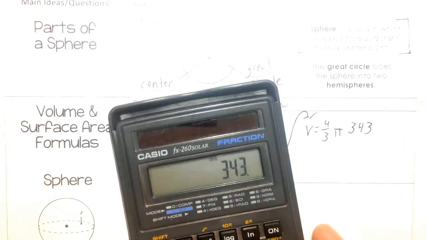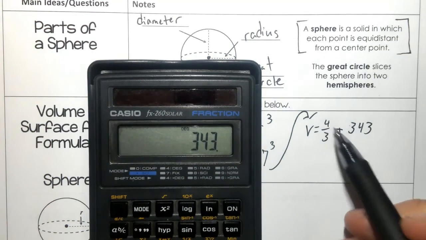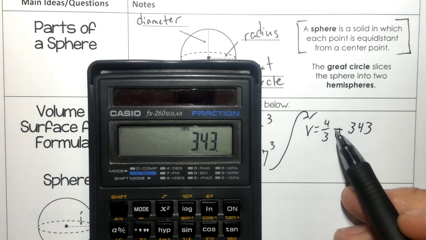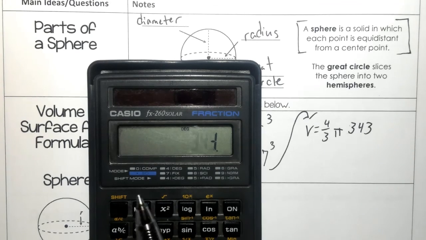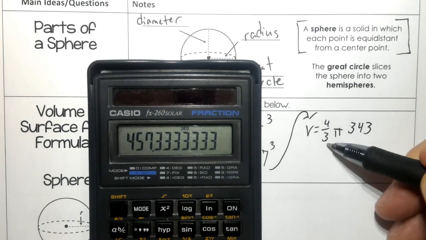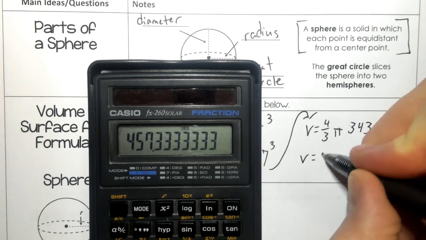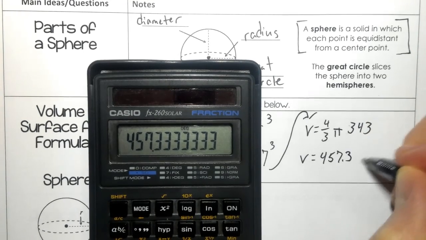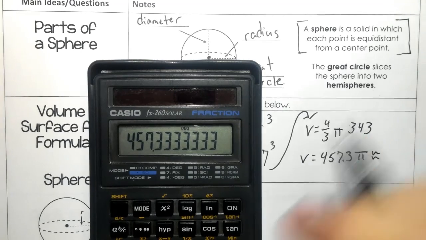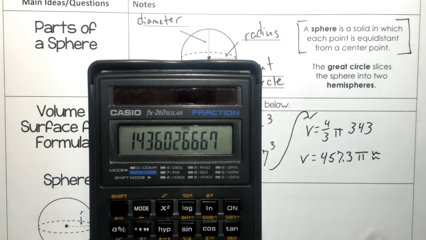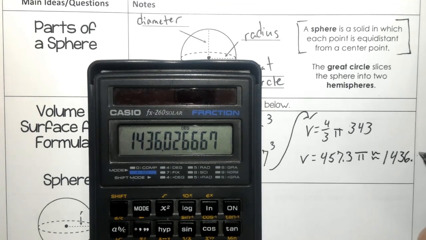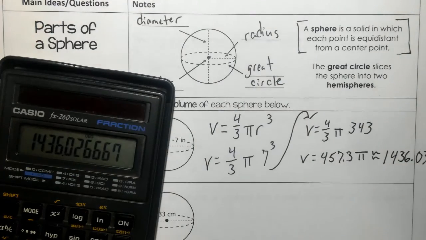Now let's talk about how to do this. So I've got 343 in my calculator, and I want to multiply it by 4/3. Well, that's the same as multiplying by 4 and then dividing by 3. Times 4 divided by 3. So I just got V is 457.3 pi, and then I'll multiply it times 3.14, and I get about 1436.03. And these are inches, so inches cubed.